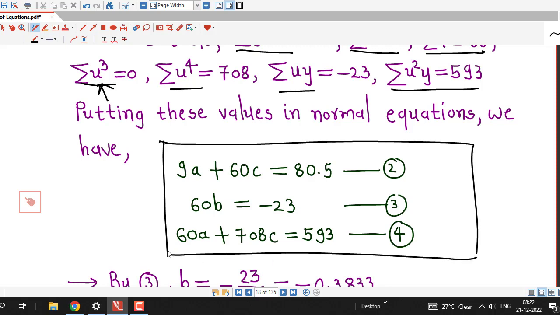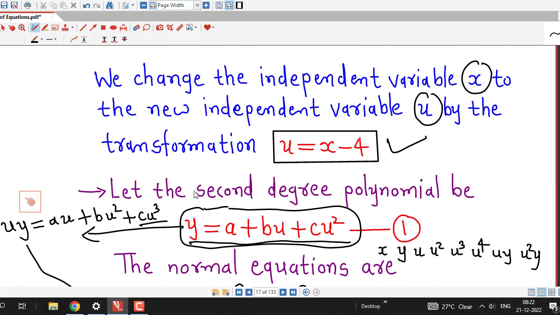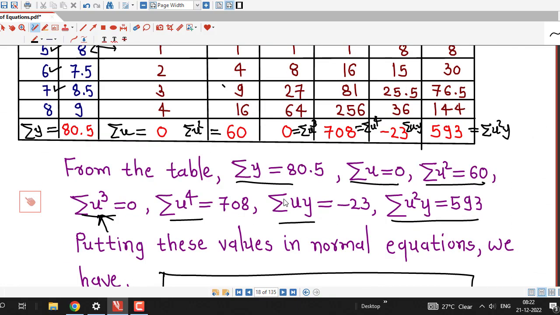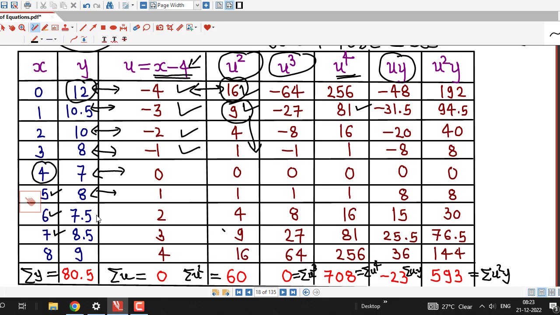So you can compare this problem with the problem which we have solved in lecture number 2. Here we are able to solve these equations easily. We can directly find out constant b from the second equation, and we can easily solve equations number 1 and 3 either by Cramer's rule or by trial and error. So this is the benefit of changing the independent variable. Here I changed the independent variable from x to u, and you can see I obtain these two summations as 0. Sigma u becomes 0, sigma u raised to 3 becomes 0, and our calculations are also minimized.